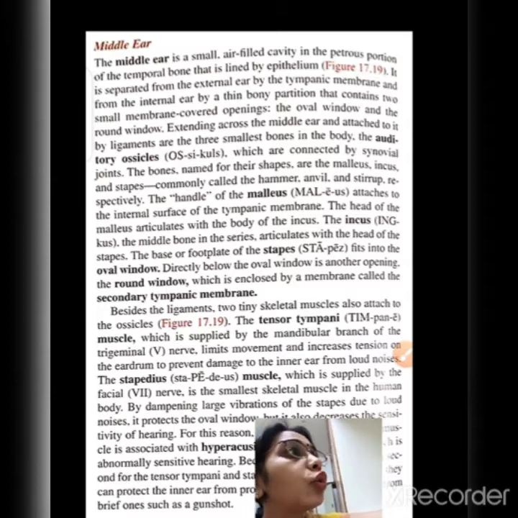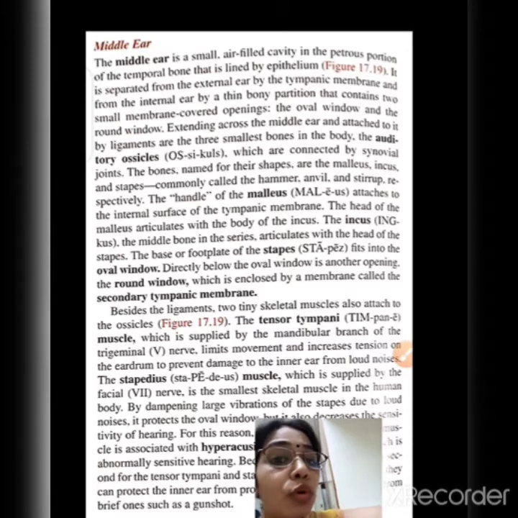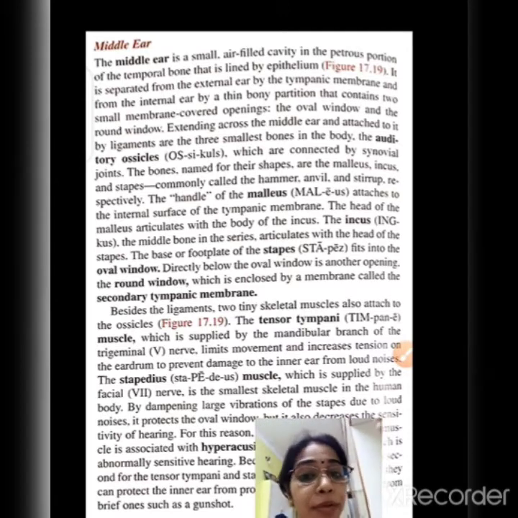Now, the oval window and the round window. There are two small membrane-covered openings in the internal ear, called the oval window and the round window. Now, extending across the middle ear and attached to it by ligaments are the three smallest bones in the body. The three smallest bones in the body are present in the ears.